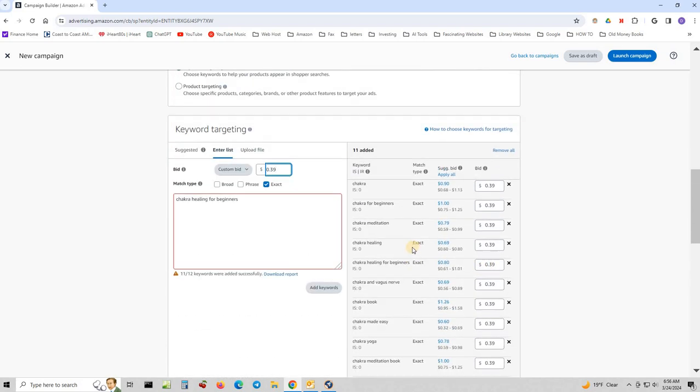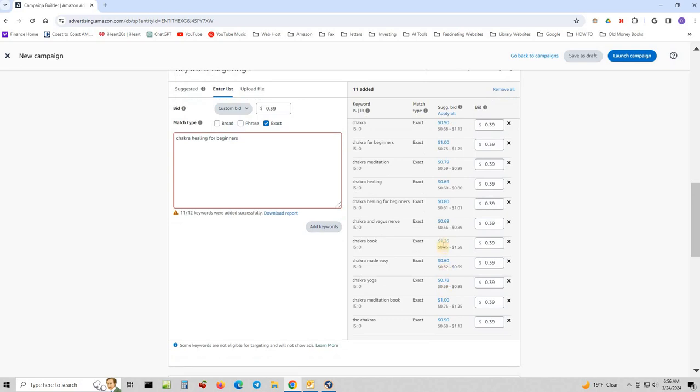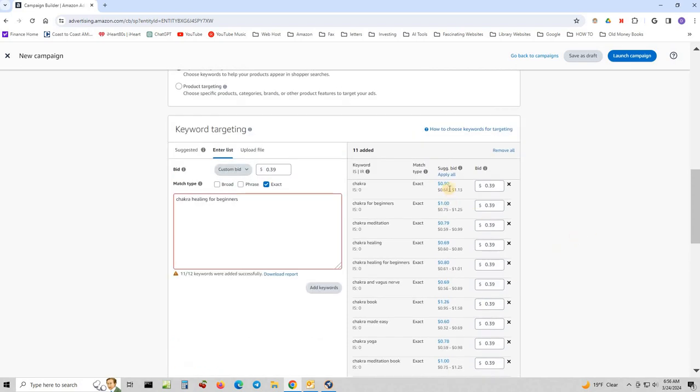Now, this is the easier way to do it. Had we done the suggested bids, it would have put them all in here like this. Different rate, $1.20. See, this one's $1.26. These are all based on competitor bids. Amazon's not really pulling these numbers out of thin air. That just gives you an example of what other publishers are willing to pay for their clicks, not sales, clicks. The clicks may or may not lead to sales.